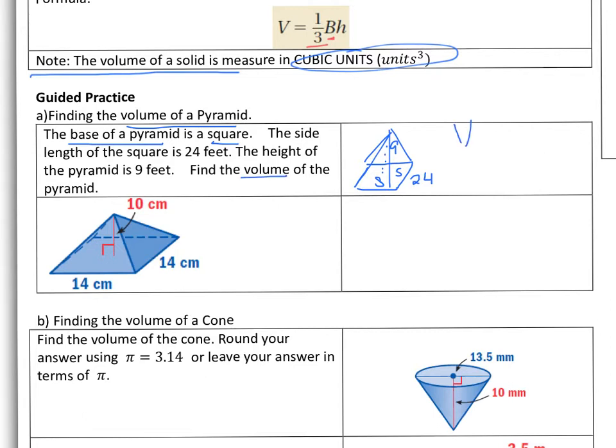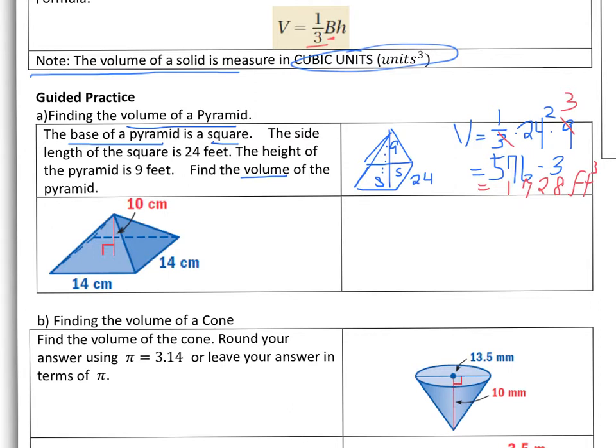So volume equals 1/3 times 24 squared times 9. And after you do the math, you should get 576 times 3, because I can simplify 9 and 3. And we get 1728 feet cubed.